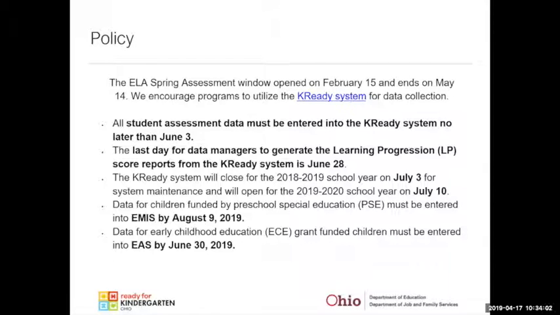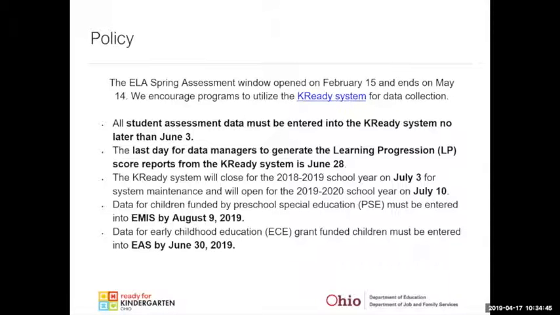And then data managers will also be generating the learning progression score report. That is the report that data managers use to either give to the EMIS coordinator, or if you're the EMIS coordinator, you would use that report to enter into EMIS. Or if you're using the EIS system, you would use that data from the learning progression score report to enter the data into EMIS. And we want data managers to generate that report by June 28th. So we're giving people time here. We're trying to help you with a nice timeline at the end of the year so that you're not feeling rushed, but that you're getting things done in a timely manner.